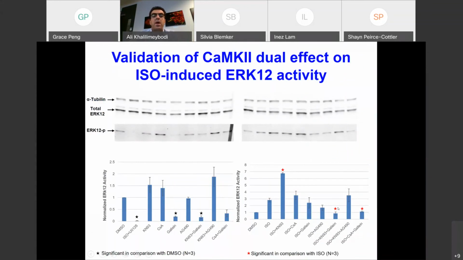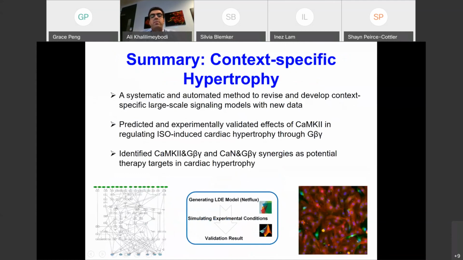Overall, we developed a systematic automated method to revise and develop context-specific large-scale signaling models with new data. We predicted and experimentally validated the effect of CaMKII in regulating ISO-induced cardiac hypertrophy through G-beta-gamma. And we identified that the combination of CaMKII and G-beta-gamma, and of calcineurin and G-beta-gamma, synergies could be therapy targets in cardiac hypertrophy.